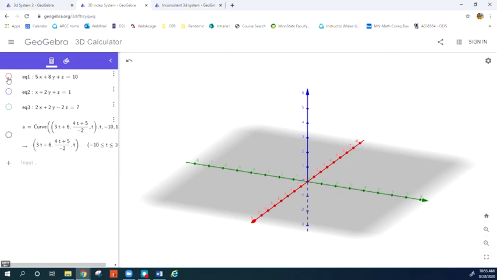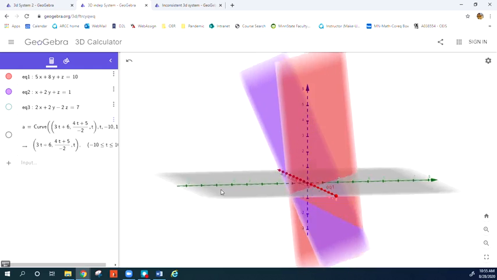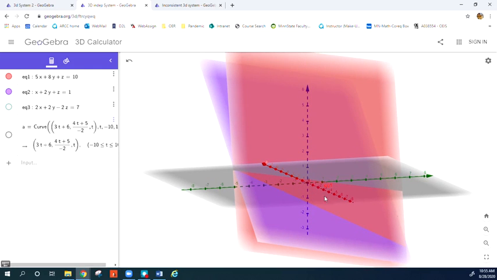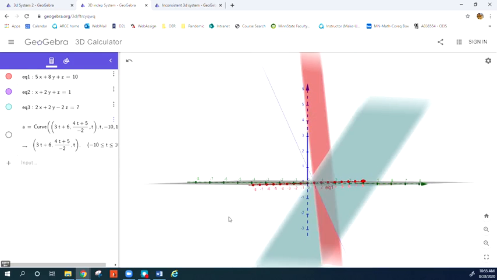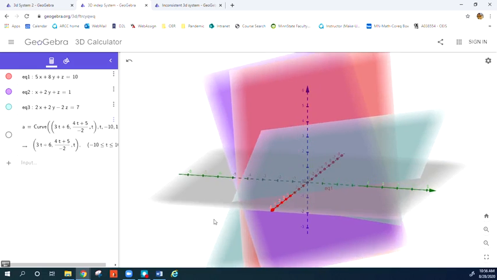Here's a second one where we have plane, plane. There are two planes, and they seem to be intersecting along this line that's kind of down underneath. By the way, this gray plane just shows the xy plane, so that's just for reference. It can be easy to get confused when you're moving around 3D space. It's easy to get disoriented.